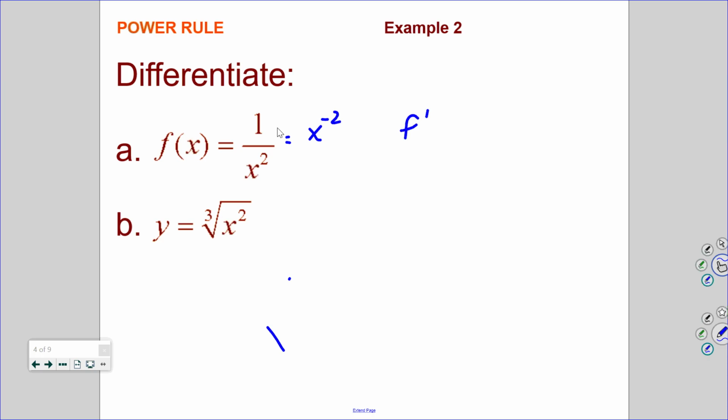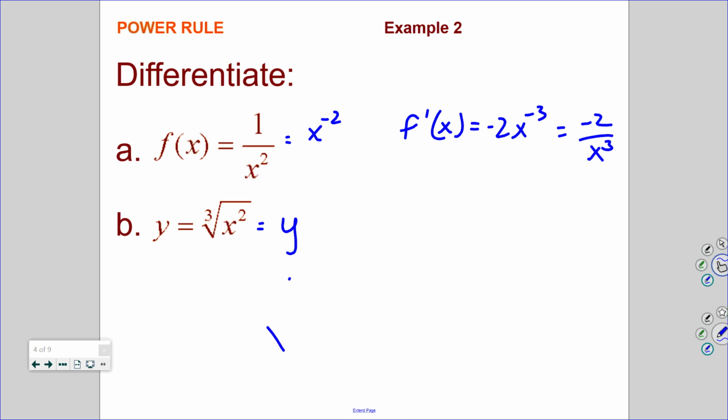If I take the derivative, that would be f prime of x. I bring the power out front, negative 2x, and then I subtract 1 from the exponent. Again, you can leave it like that, or if you had to simplify it, you would write it like this.